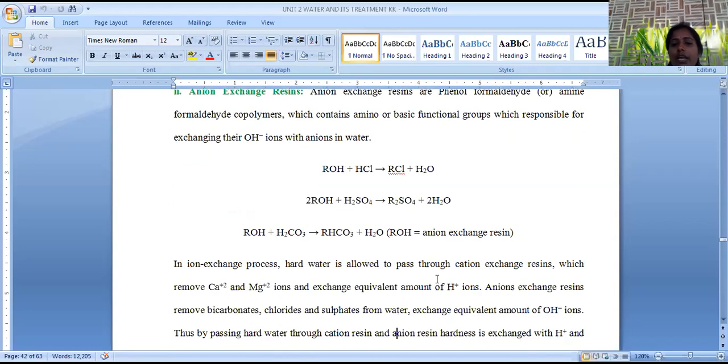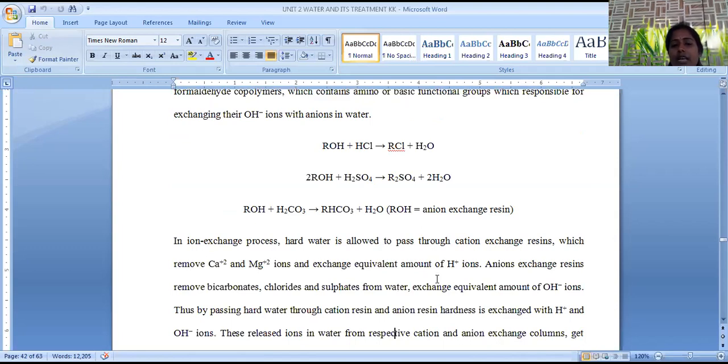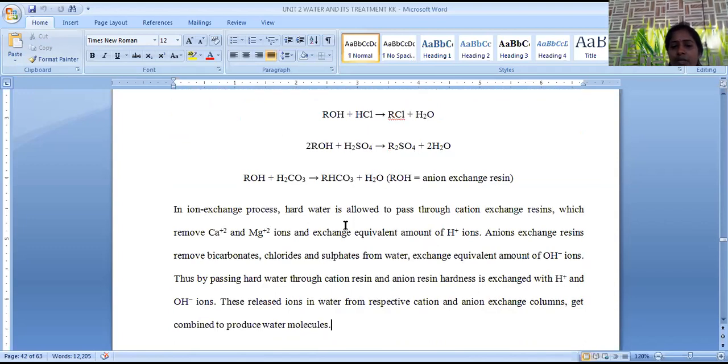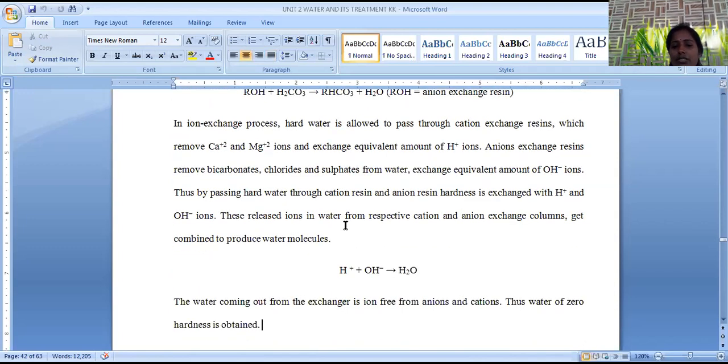So in this way, the cationic chamber will accept calcium and magnesium, and the anionic chamber will accept bicarbonate ions, sulfates and chloride ions. Hence it is called deionization or demineralization. Finally, water is formed as the major product without any ionizable impurities present in it.